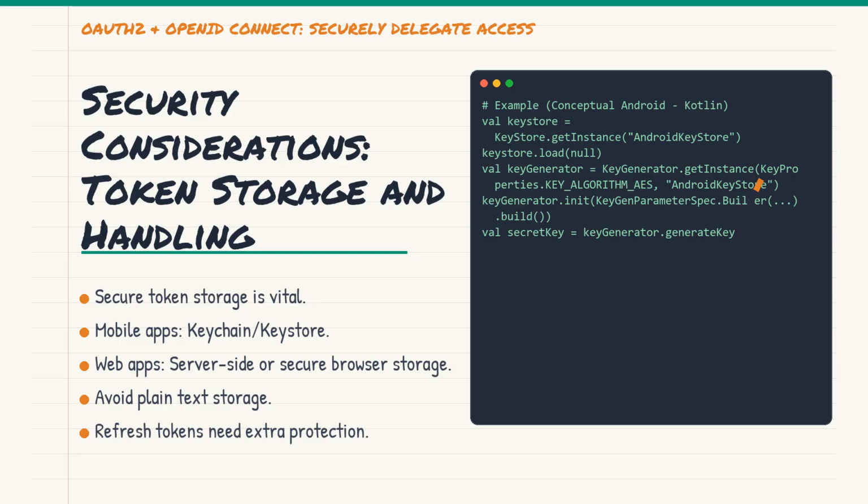For web applications, if using the authorization code grant with a backend, the tokens are typically exchanged on the server side, and the user gets a session cookie. If it's a single-page application, SPA, using authorization code with PKCE, tokens might be stored in memory or within secure browser storage mechanisms, being careful to avoid common pitfalls like local storage for sensitive tokens. Refresh tokens, being long-lived, need even more stringent protection.